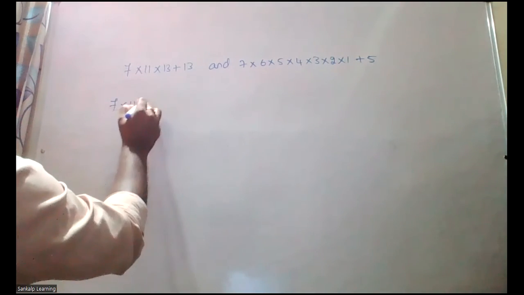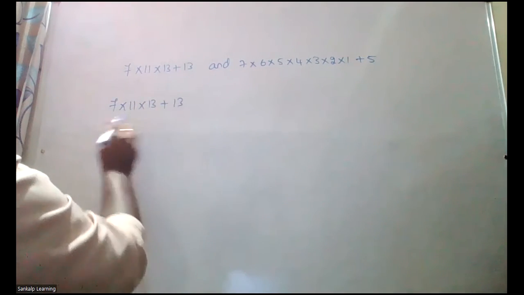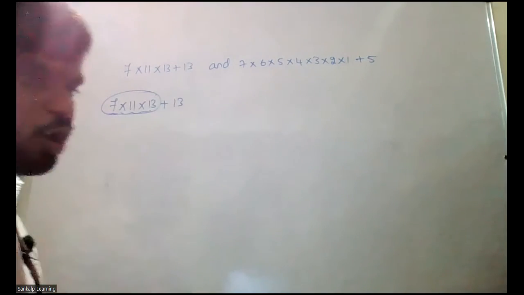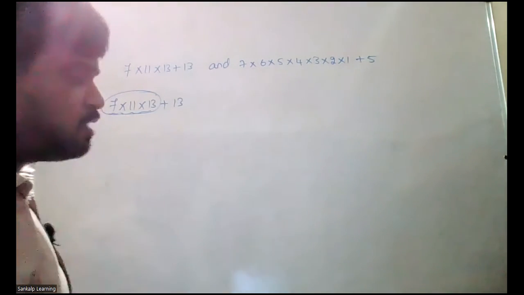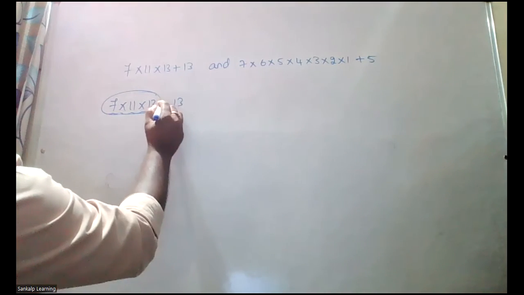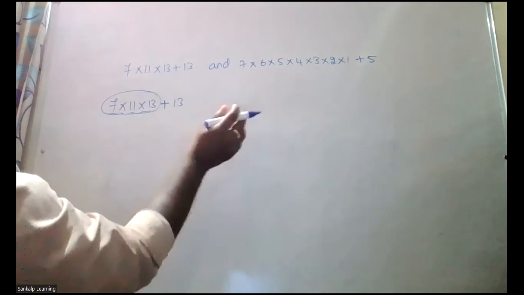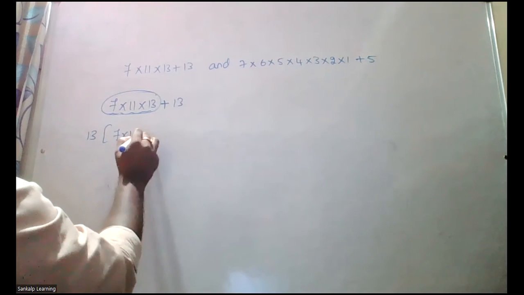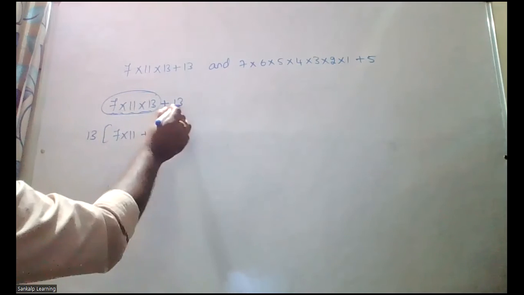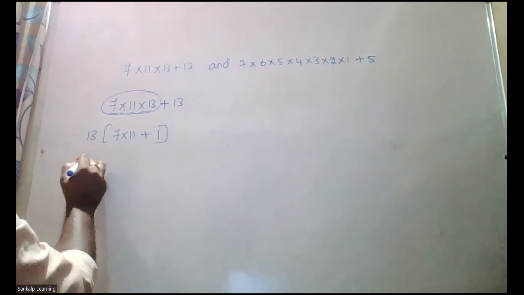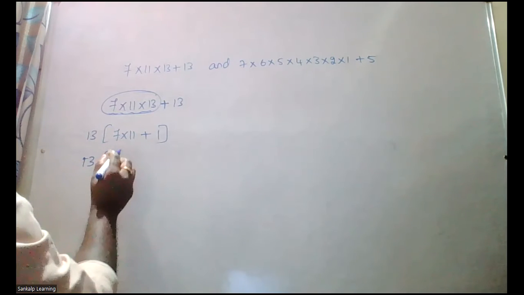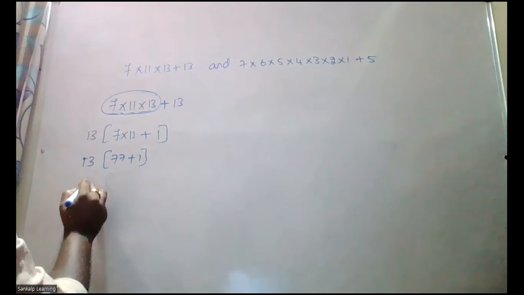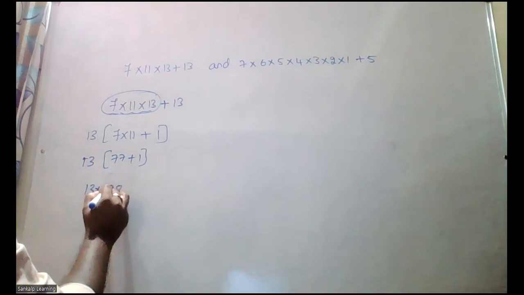7 into 11 into 13 plus 13. Observe, all this is considered to be one term, since it is in product. And this is another term because there is a plus symbol. From these two terms, I can take 13 as common, isn't it? If I take 13 as common, it is 7 into 11 plus 1, because I took 13 outside so it will be 1. So 13, 7 into 11 is 77, plus 1. So 13 into 78.